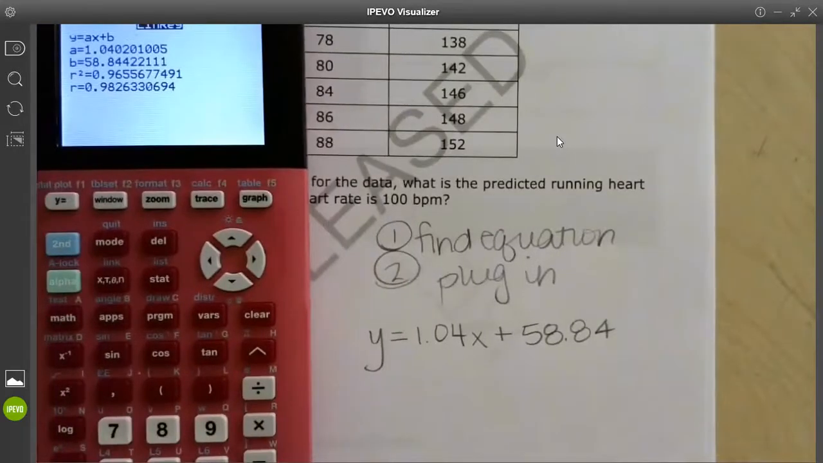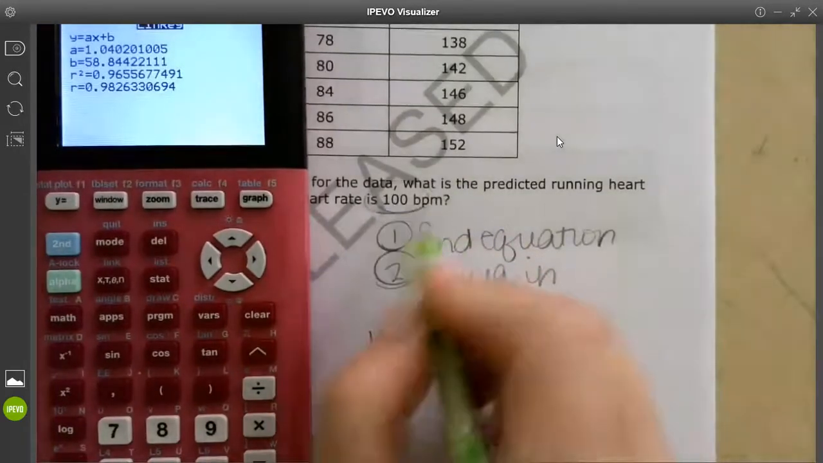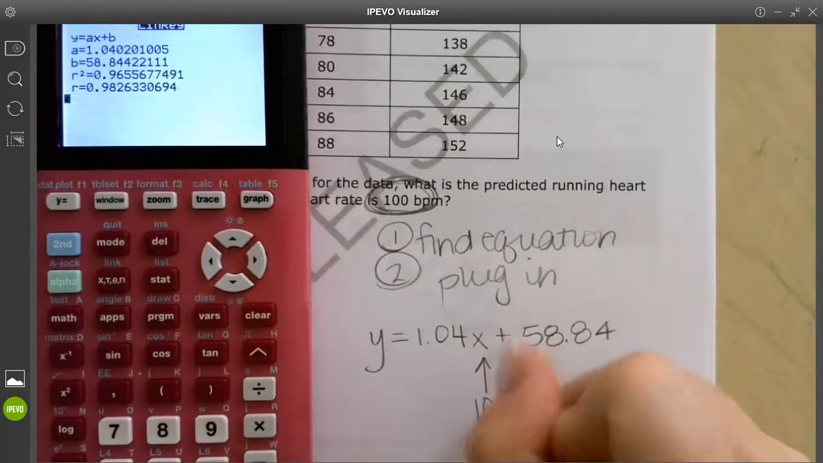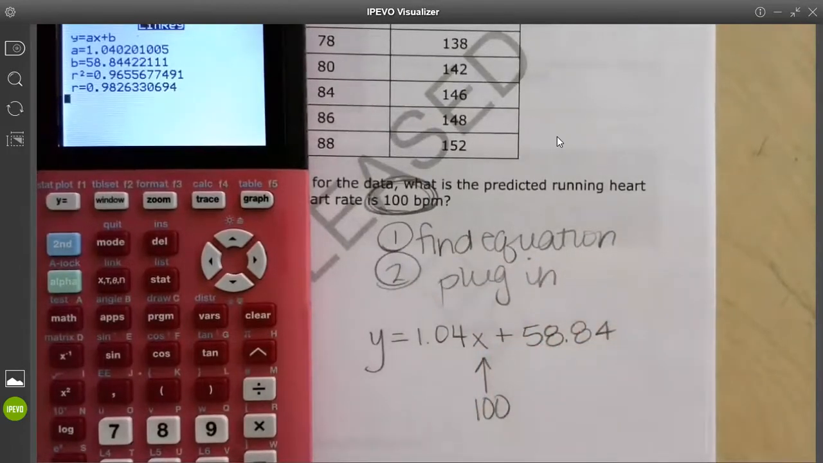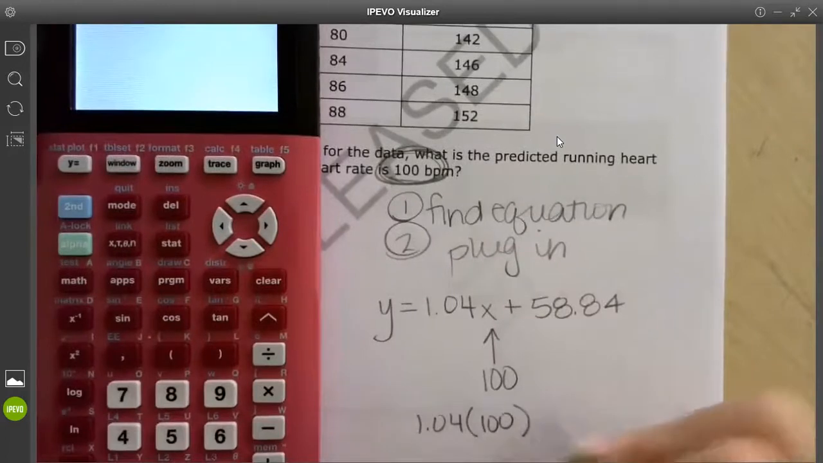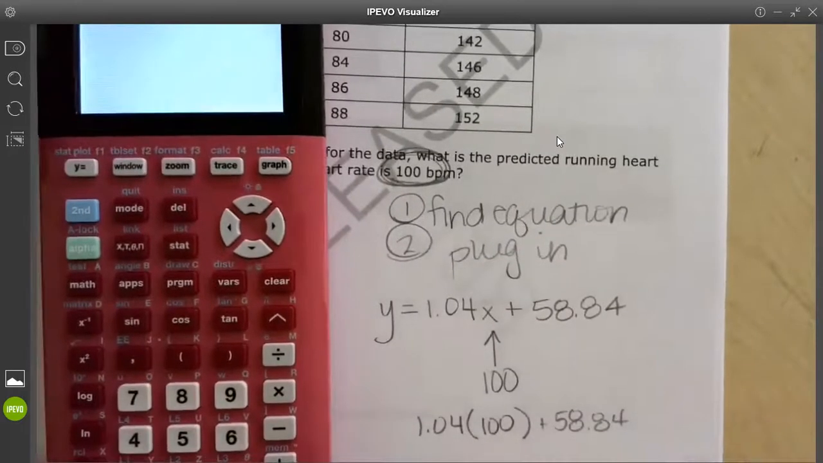And then the second part says plug in. What are we plugging in? It said find out for 100. So where this x is, we're going to plug in 100. So we're doing 1.04 times 100 plus 58.84.